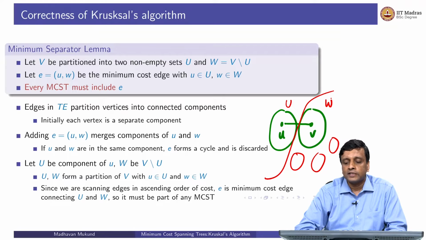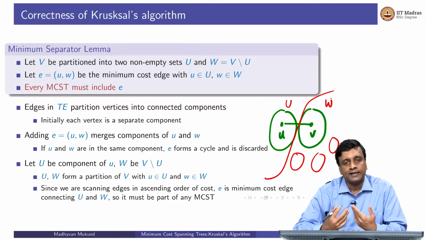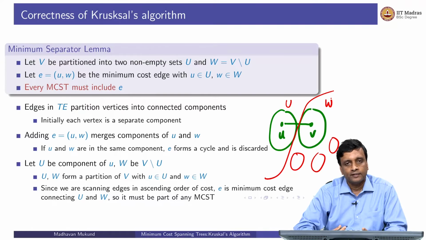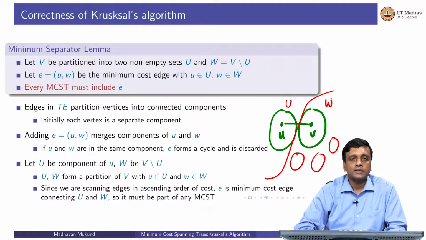So this is the smallest edge which connects. If I had seen a smaller edge before, I would have added it. So far I have not seen any edge which connects capital U to capital W, and this is the smallest edge of that. So therefore by this minimum separator lemma, this particular edge must be there in the spanning tree, right. So we are using essentially the same formal argument as Prim's algorithm to justify that every time Kruskal's algorithm adds an edge to the tree, that edge is a valid edge to be added.